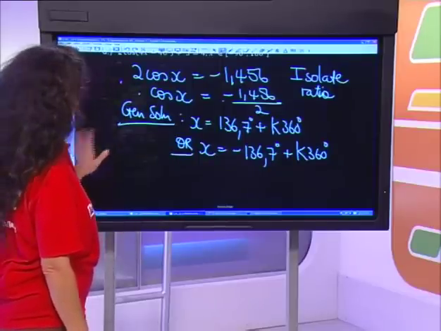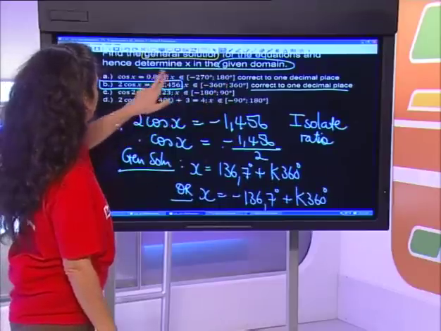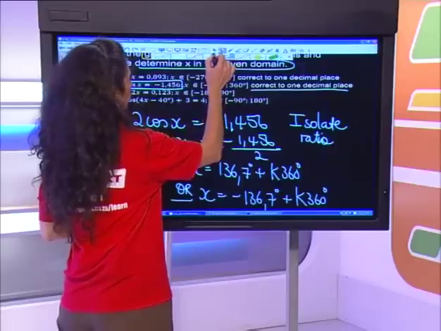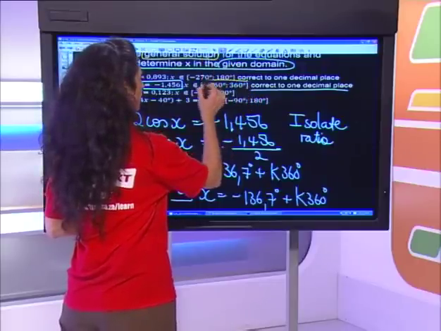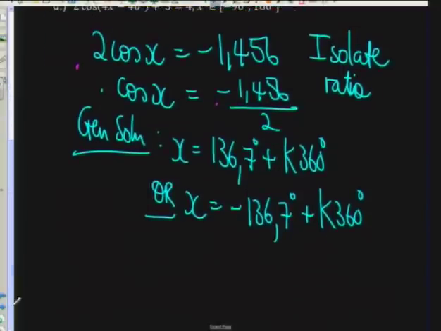Now, when they say find x in the given domain, we've now got to go back to this domain here and say, okay, I only want answers that fall within that range. So I want a solution set. That's what I call it.